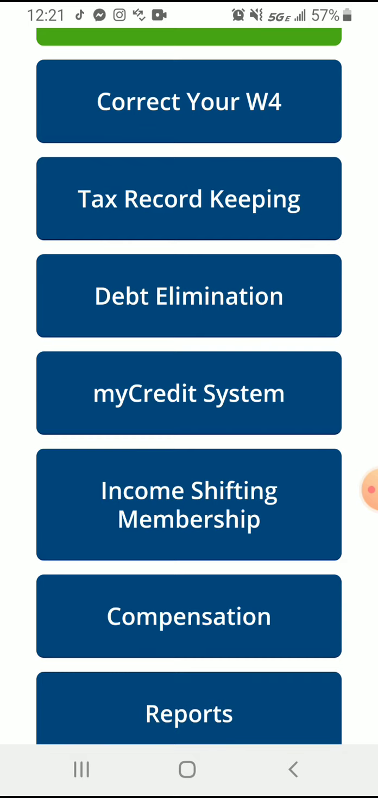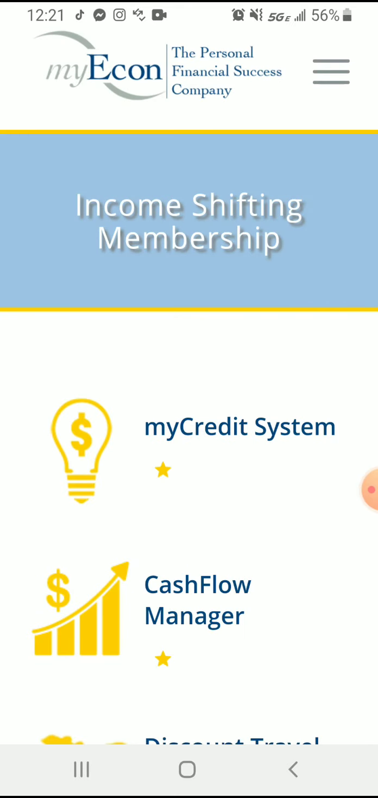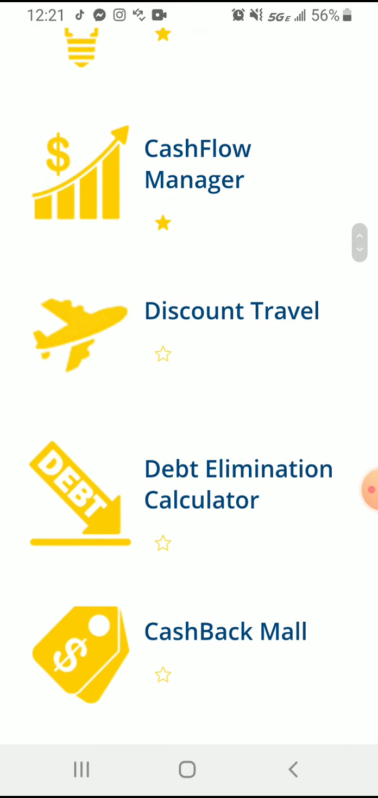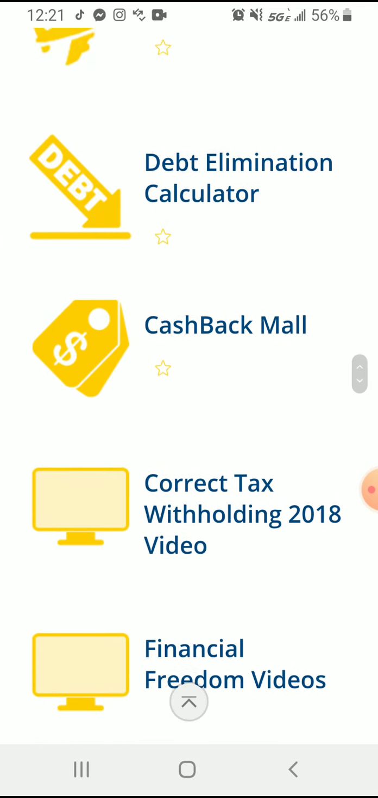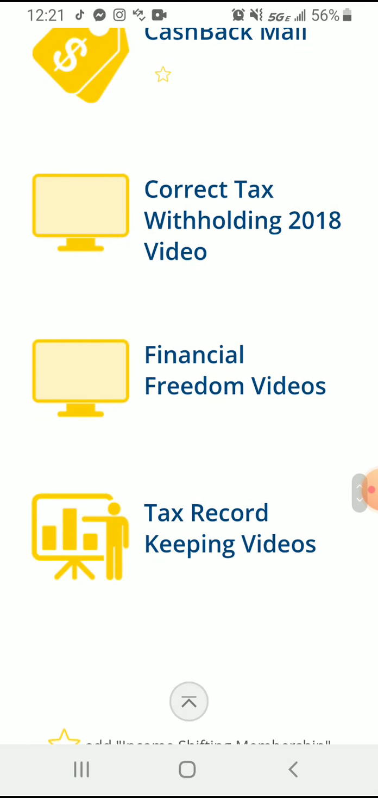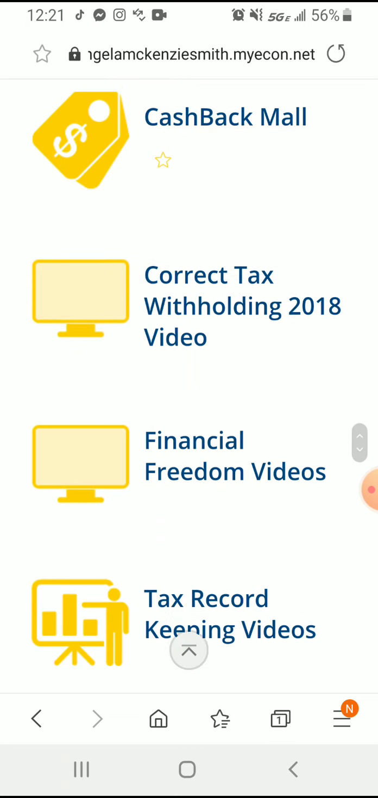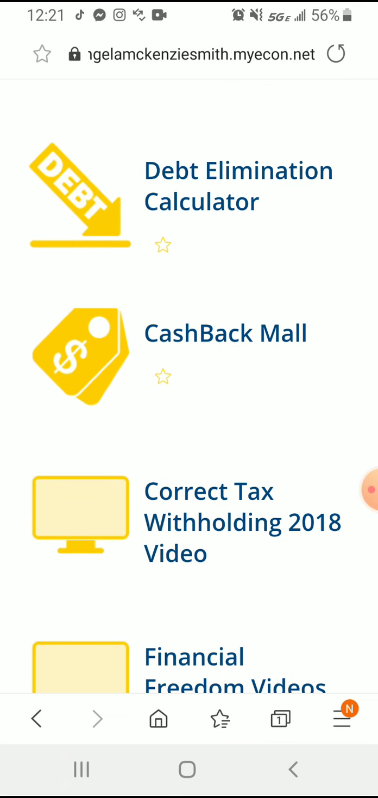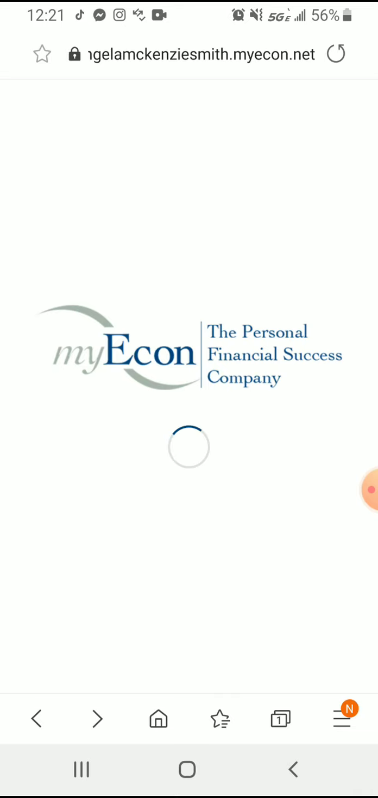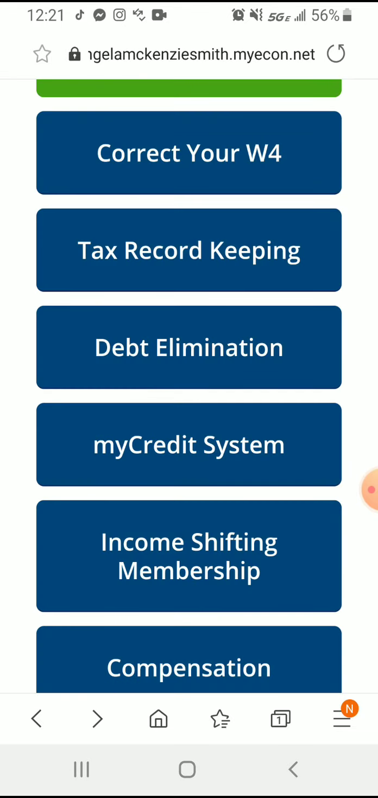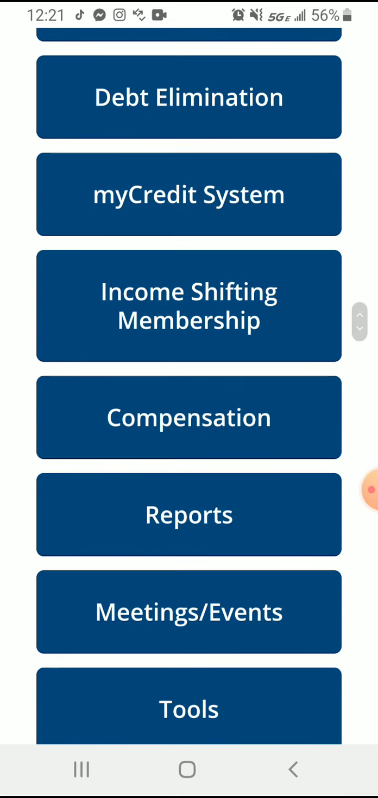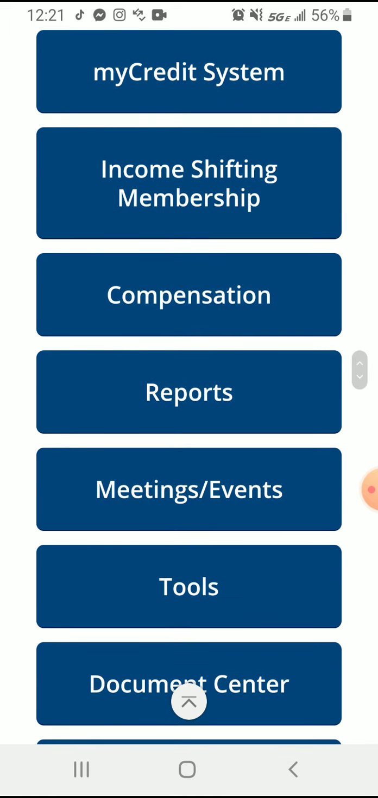Let's go ahead and click on the income shifting membership. Inside the income shifting membership, you'll see some of the tools that come along with what is in our platform. We have the cash flow manager, the ability to manage your cash flow, debt elimination calculator, correct tax withholding video, financial freedom videos, which is all about investing and terminology centered around that, ways for you to save money using the software, the corrected W-4, tax record keeping, debt elimination, my credit system. All of these things are in house, a one-stop shop for overall personal financial success, including documents.